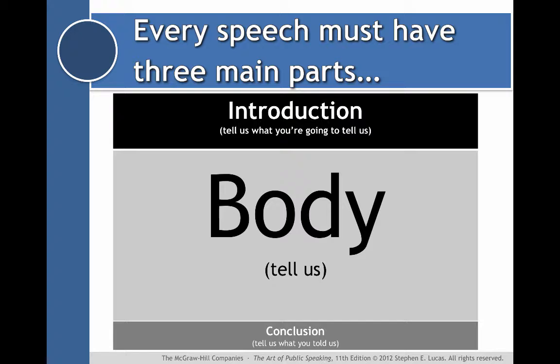The introduction isn't nearly as long as the body, but it has specific functions that you have to fulfill. The shortest part, the conclusion, is still a very important part of the speech. Don't think that because it's short, it's unimportant. It serves some critical functions as well. Each part of the speech is important, so you need to organize and outline them correctly for your speech to be effective.